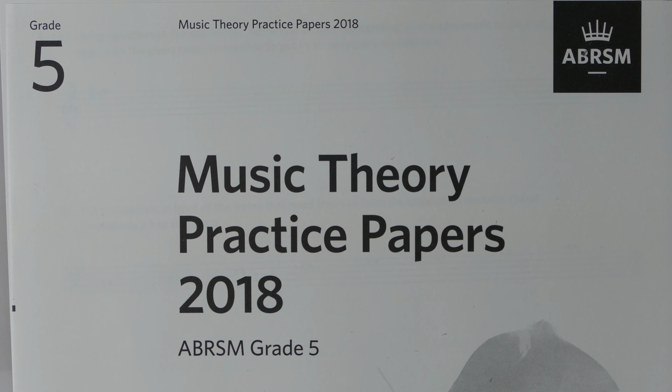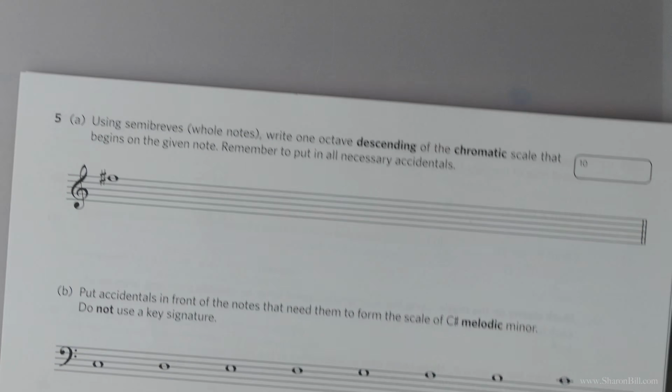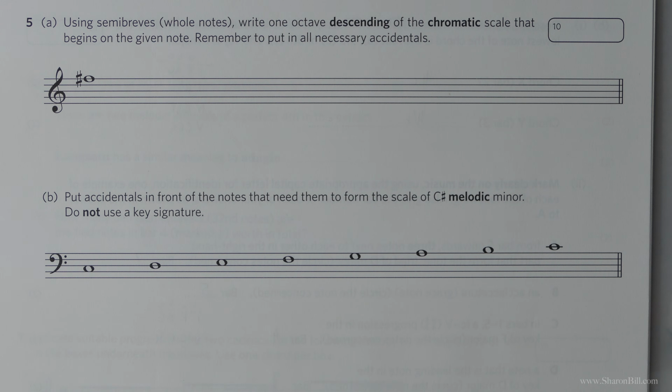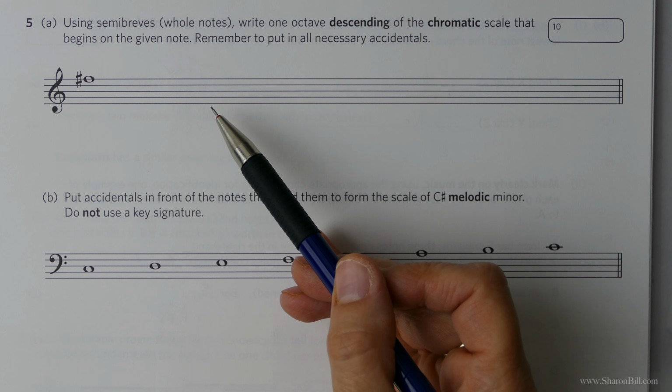And now we're going to continue with Grade 5 2018 Practice Paper B, and we're going to turn to page 14 to have a look at question 5 for starters. As I always say, I hope you've had a go of this on your own. First of all, it's always better to learn by your mistakes, and now we'll check through this together. This first part of question 5 is writing out a descending chromatic scale.